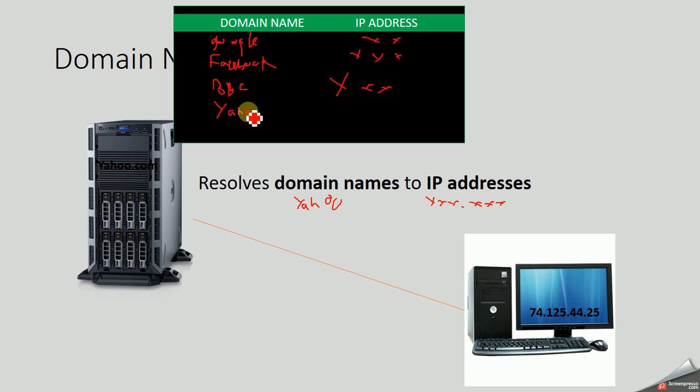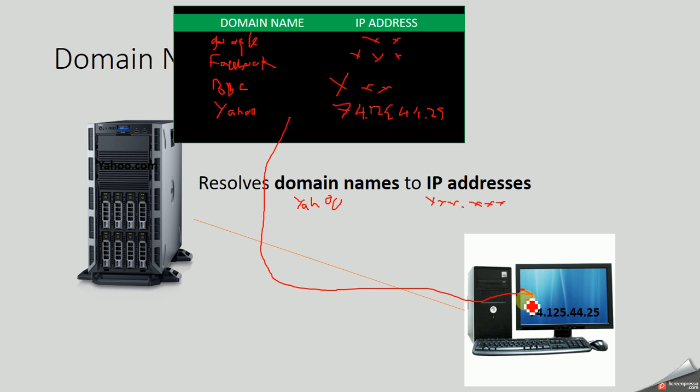And when it gets to Yahoo, we'll get the IP address 44. I hate writing like this. And it'll send it back to your computer. That is a really simple way of looking at domain name systems.